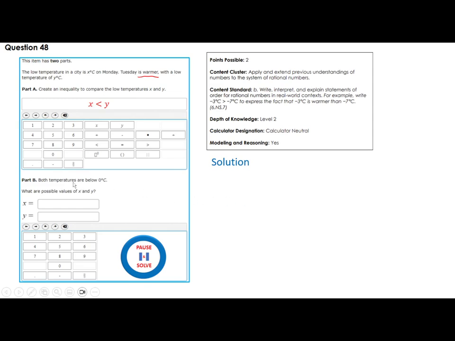Now, both temperatures are below 0. That's what they're telling you here. Be careful about this detail. What are possible values of X and Y? See, here's the number line. Both temperatures are in here, okay? And one of them should be greater than the other. So you have a whole bunch of answers here. So if I take -6 here, I need to choose a number here, okay? -3 I took. If you take -8, you can choose any one of these here. I chose -1, okay? And so on and so forth. So you have a whole bunch of correct answers.